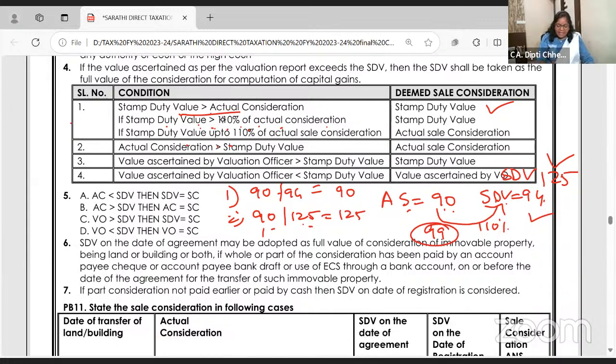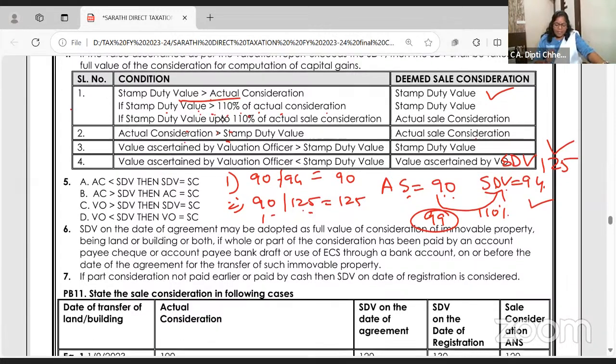Now, if actual sale consideration is more than stamp duty value, then take actual sale consideration, no problem. You go to the valuation officer.